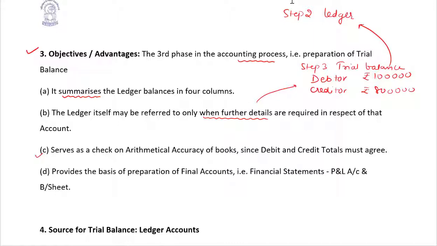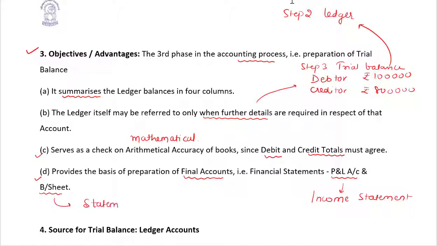It will serve as a check on arithmetical or mathematical accuracy. Since debit and credit totals must agree, it provides the basis of preparation of final accounts. Final accounts over here means P&L and balance sheet. My dear students, profit and loss account is also known as income statement, and balance sheet is known as statement of financial position.